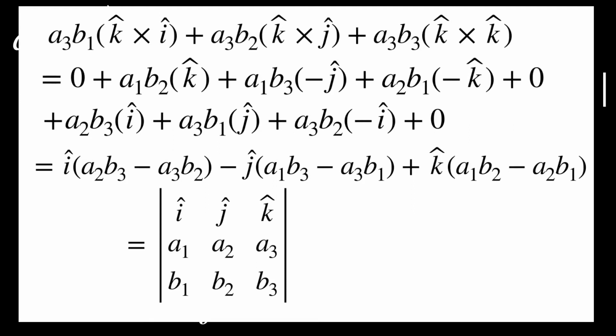which is equal to 0 plus a1 b2 into k cap plus a1 b3 into minus j plus a2 b1 into minus k plus 0 plus a2 b3 into i plus a3 b1 into j plus a3 b2 into minus i, which is equal to i into a2 b3 minus a3 b2 minus j into a1 b3 minus a3 b1 plus k into a1 b2 minus a2 b1, which is nothing but determinant ijk a1 a2 a3 b1 b2 b3. So this is how it arrives.